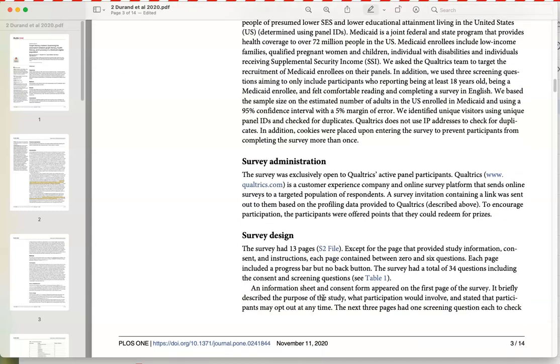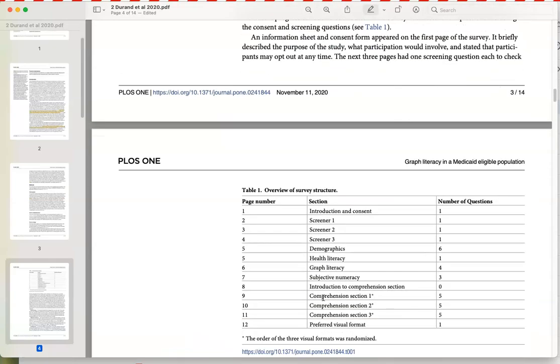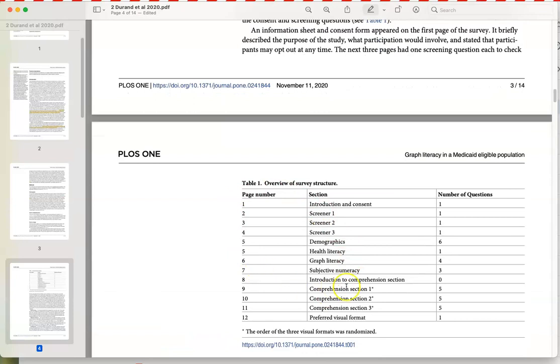They used Qualtrics, which is good. Take a look at how they did the survey structure. They wanted to check out health literacy first. So what was the knowledge base of health literacy? Then graphic literacy. And I like how they used subjective numeracy when it actually could be subjective literacy.